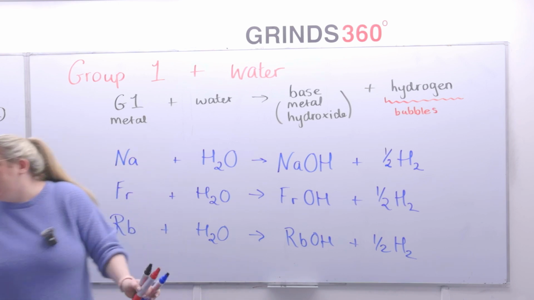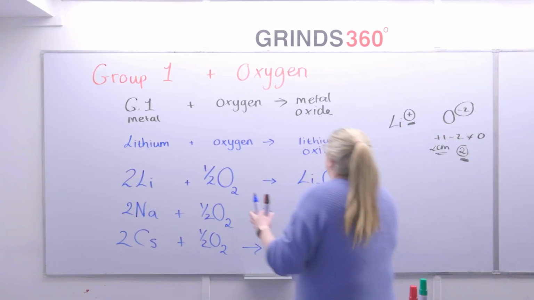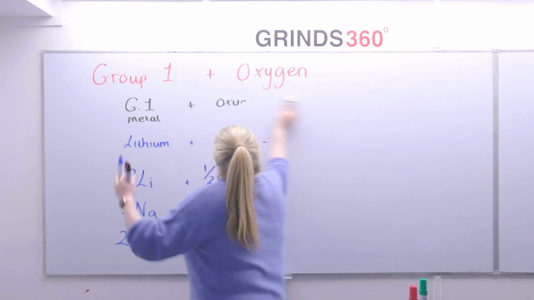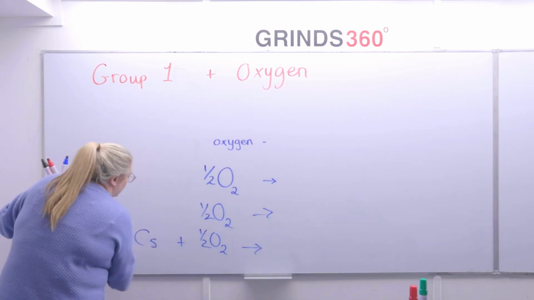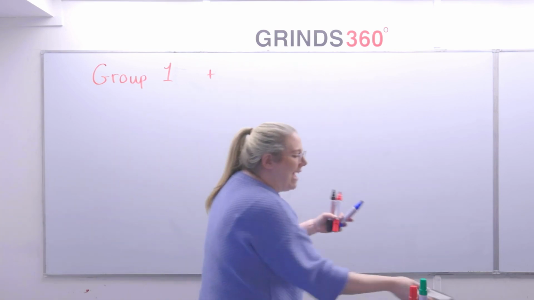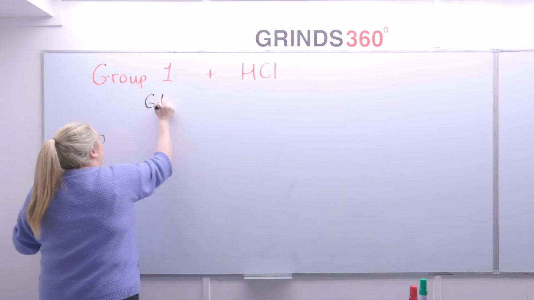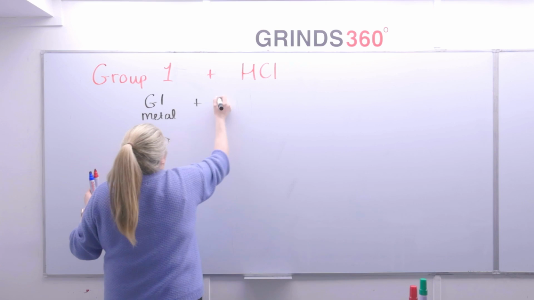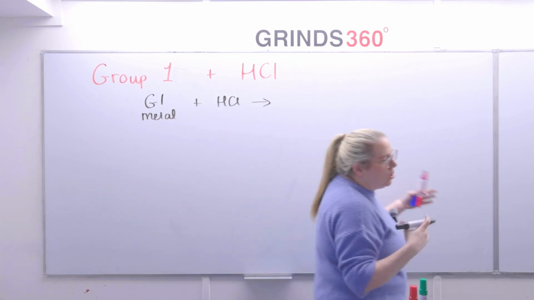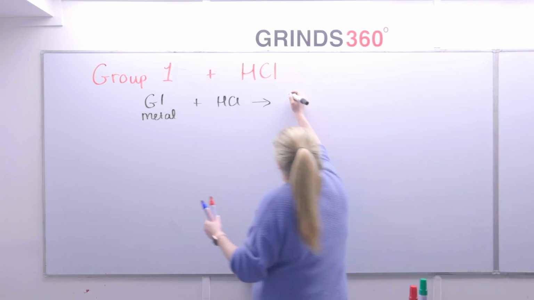Right, for my last reaction, we have the reaction with our group 1 and hydrochloric acid. So here, this is a very, very dangerous reaction. And it should never be carried out in the lab because of how vigorous the reaction is. So the word equation, my group 1 metal, it reacts with hydrochloric acid. Now, when this reaction happens, it looks fairly innocuous because you'll look at it and go, that can't be that dangerous.